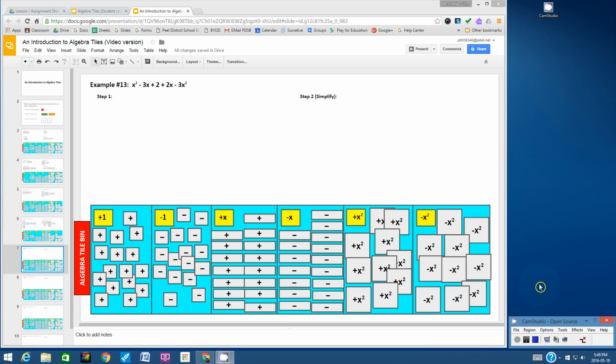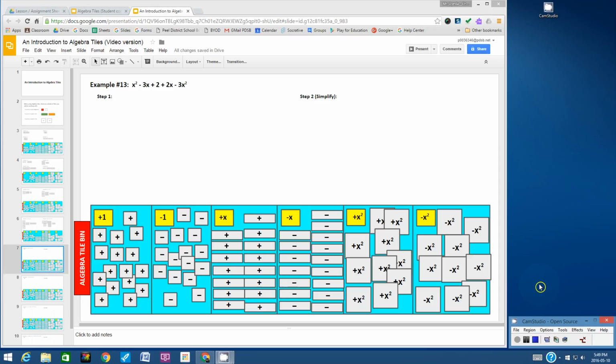Hello students, welcome to the second part of an introduction to algebra tiles. So you've had some practice with representing various algebraic expressions with algebra tiles. So now in the second video we're going to get into some more higher techniques.